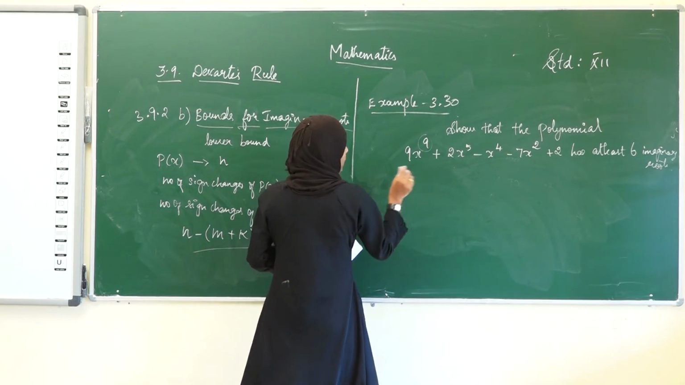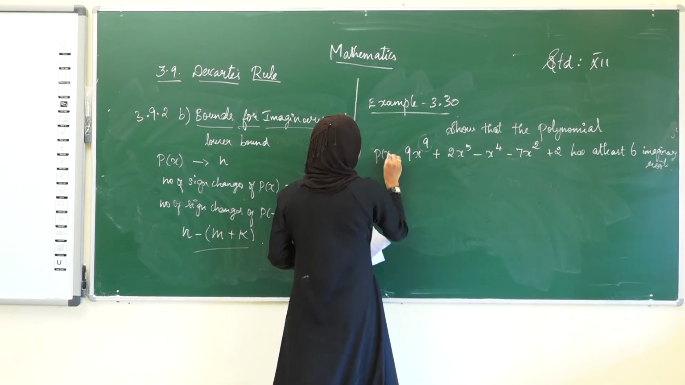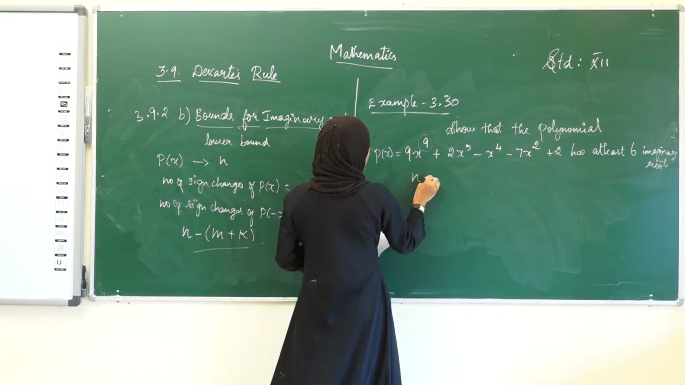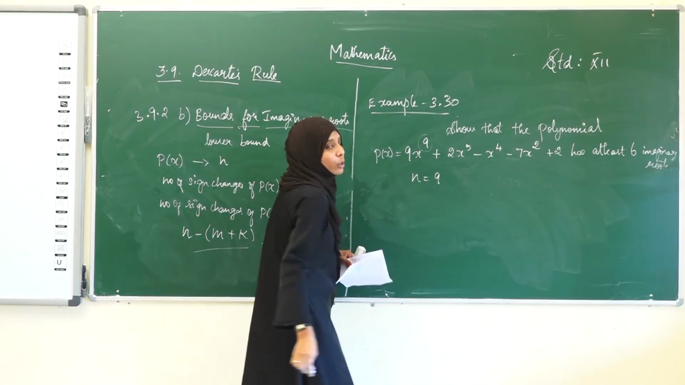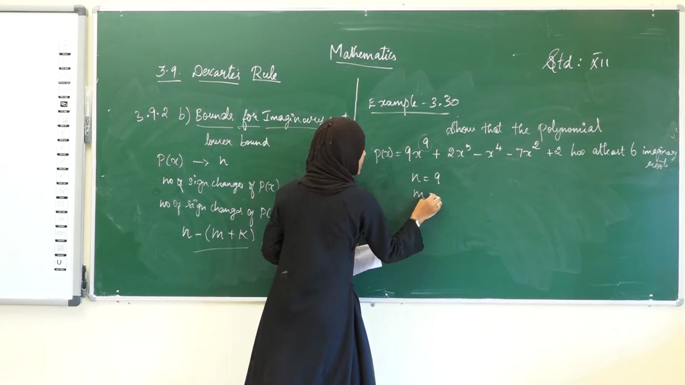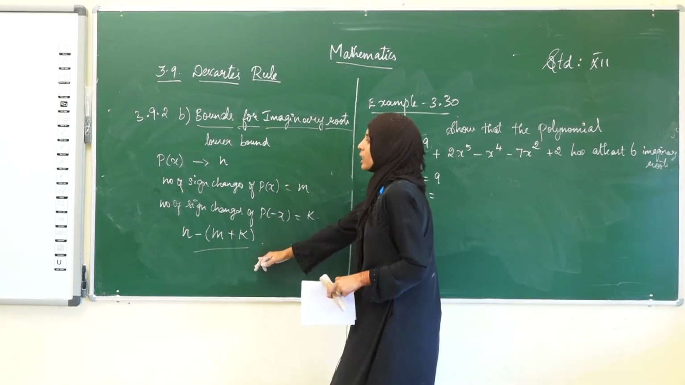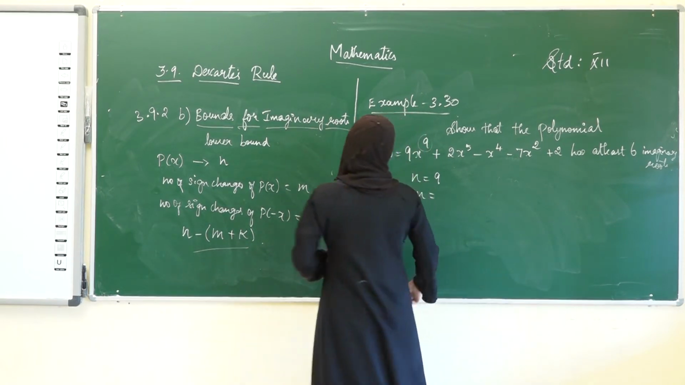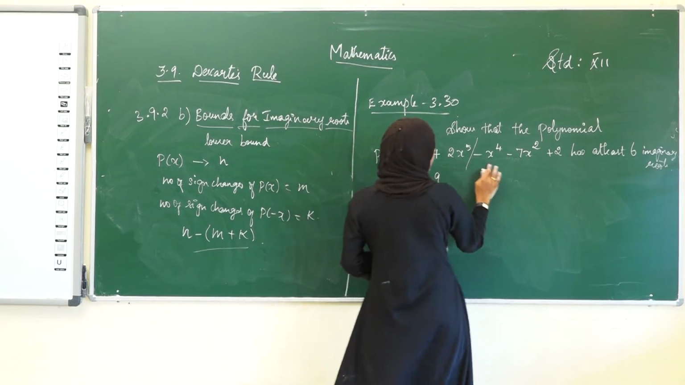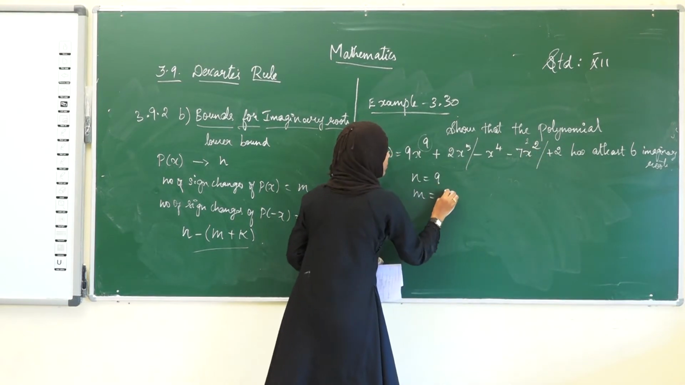Okay, see here, let us take this as p(x). P(x) is equal to this polynomial. What's the degree here? Degree is 9. Therefore the value of n is equal to 9. Let us now see the sign changes, that is m. Sign changes in p(x) is m, right? There is no sign change here, there is a sign change here, 1. There is no sign change here and there is a sign change here, that is 2. Therefore the value of m is 2.